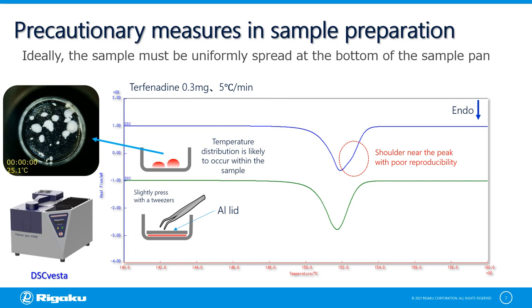In such case, after putting the sample in a sample pan, place an aluminum plate as a drop lid and lightly press it with tweezers to bring the sample into close contact with the bottom of the sample pan to distribute the temperature inside the sample. The shoulder may become smaller and it may disappear. If the sample has a shoulder in essence, it should be reproducible. So if there are cases where the peak is not reproducible, try preparing a sample in this manner.